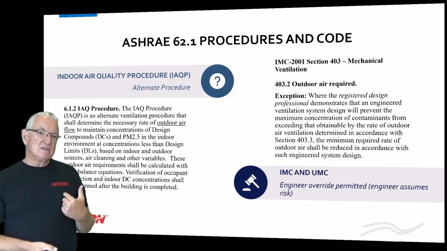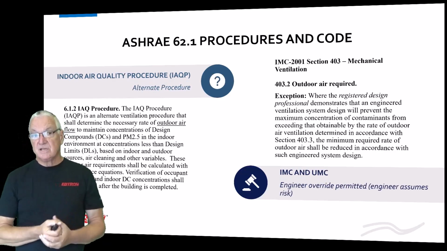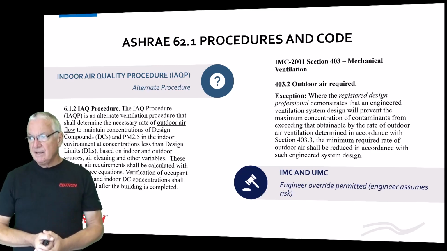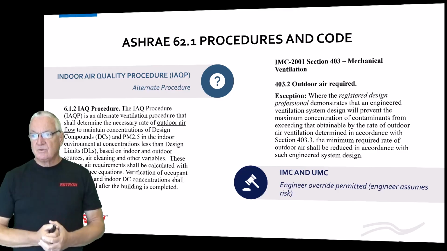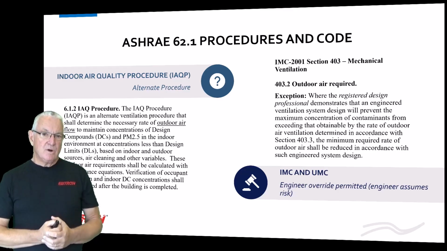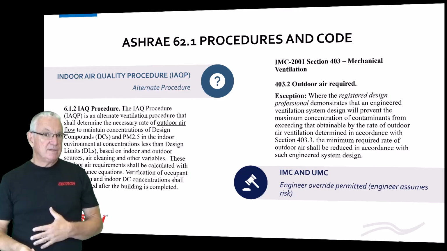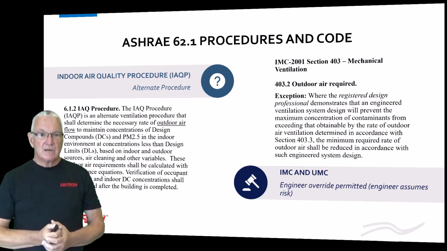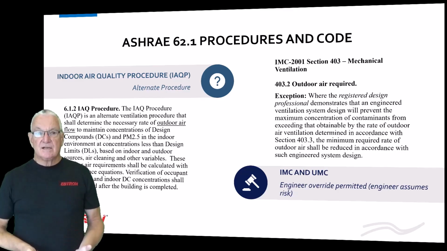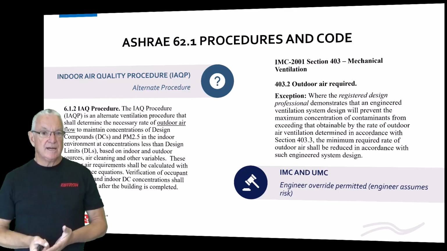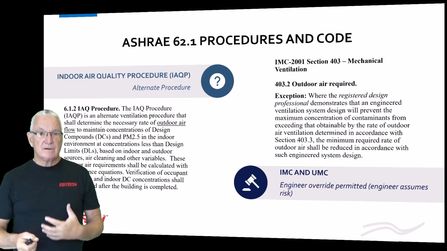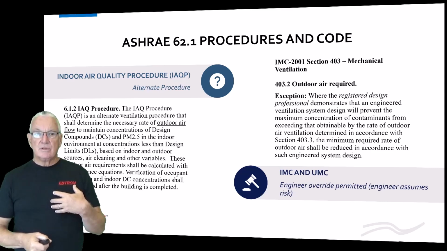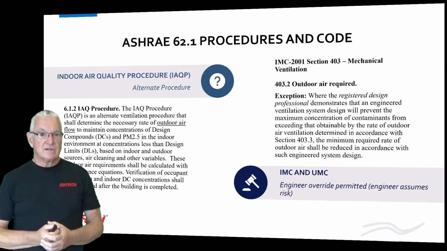Now, I put this in because there is the alternate procedure that a lot of you use, and you use this to reduce the outdoor airflow rate, okay? That's not necessarily why the IAQP was started, but it's where the IAQP is today. So, again, the IAQ procedure is an alternate ventilation procedure that shall determine the necessary rate of outdoor airflow. You still need to know what the airflow rate is. It's just a different way of determining the airflow rate, okay? And it's all based on your contaminants of concern in the space.